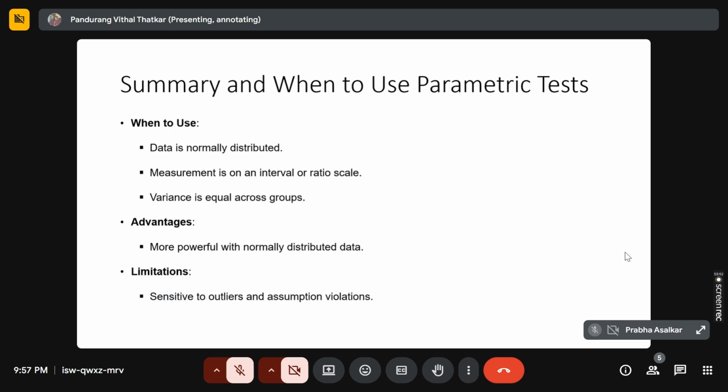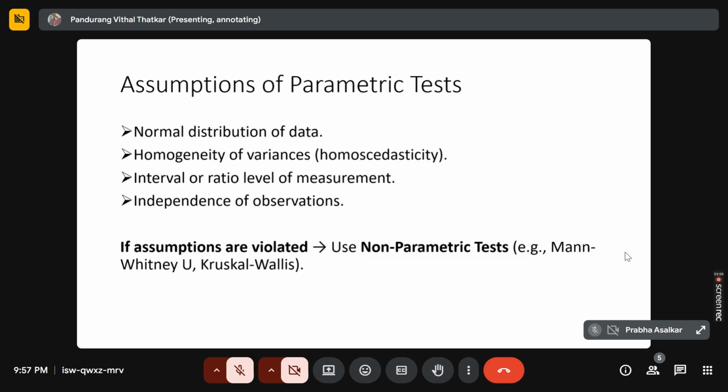Any questions regarding parametric tests? These assumptions are important. If all assumptions are followed, we can use parametric tests. If any of the assumptions is violated, suppose data is not taken from a normally distributed population, then we cannot use parametric tests of significance. Again, if you have a very small sample size, in that case also, we have to go for non-parametric tests of significance.